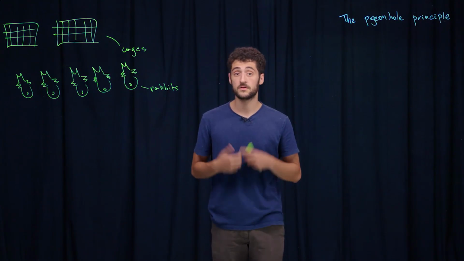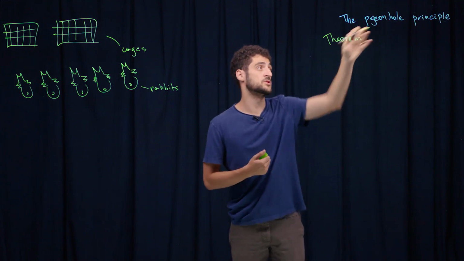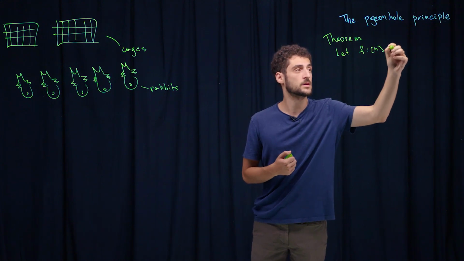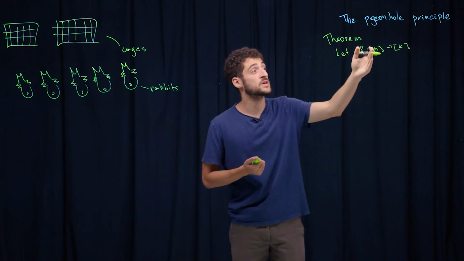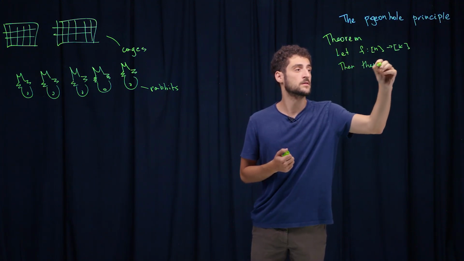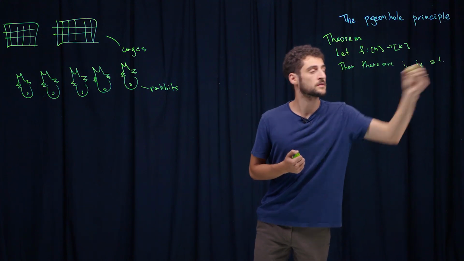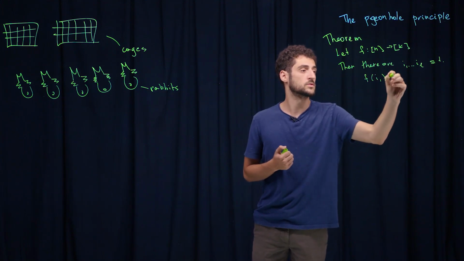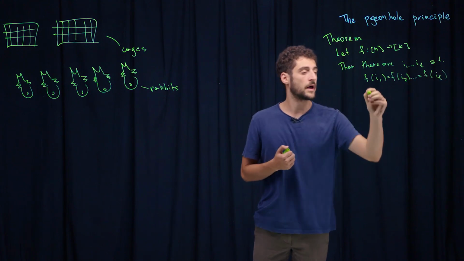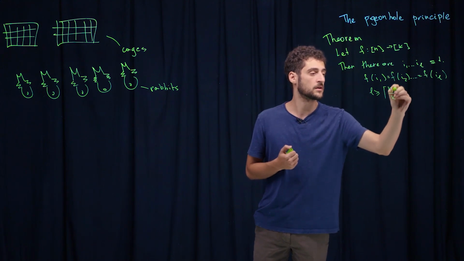Now we may try to formulate this theorem. It's called the Generalized Pigeonhole Principle. Let's imagine that you have a function from n to k, and as in the previous case, n is greater than k. Then there are i1 to iL such that f of i1 is equal to f of i2 equal to f of iL, and L is greater or equal than the ceiling of n over k.